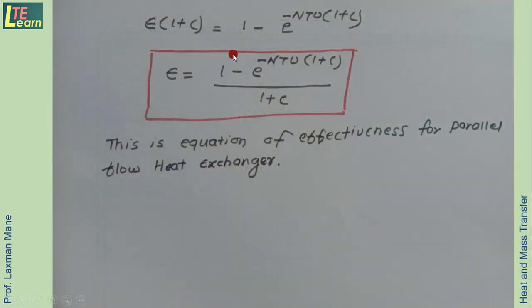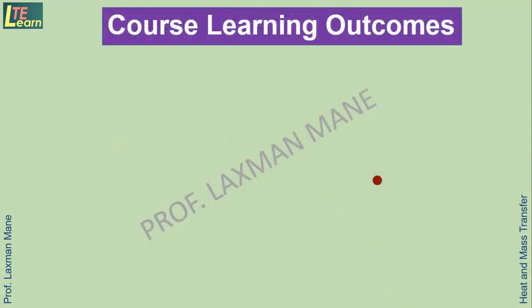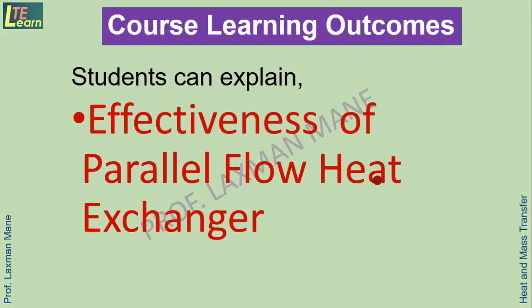Next step here, epsilon 1 plus c is equal to 1 minus e raised to this term. Then 1 plus c we take on the right side. So we find this formula for effectiveness: 1 minus e raised to minus NTU bracket 1 plus c divided by 1 plus c. This is the equation of effectiveness for a parallel flow heat exchanger. So at the end of this session, now you can explain the effectiveness derivation for a parallel flow heat exchanger.